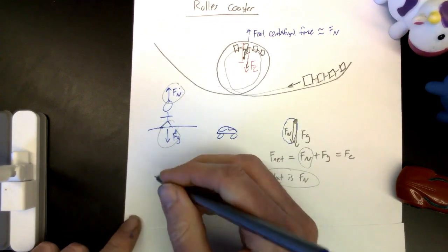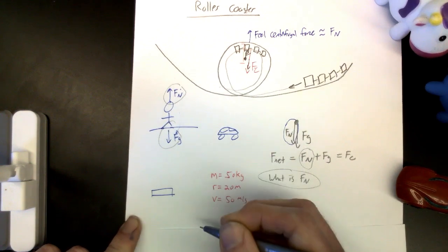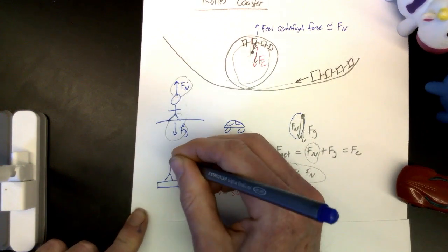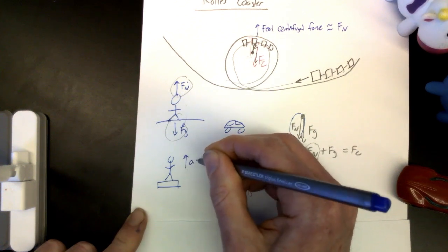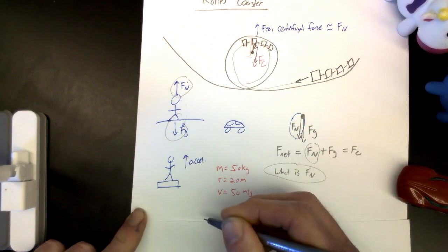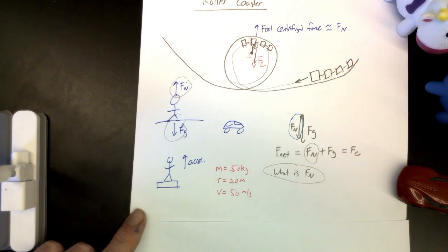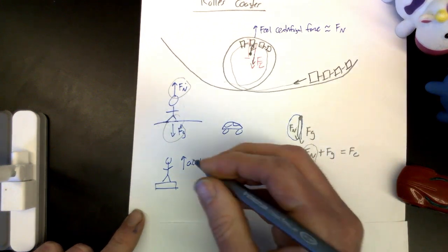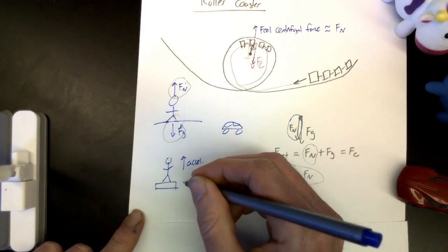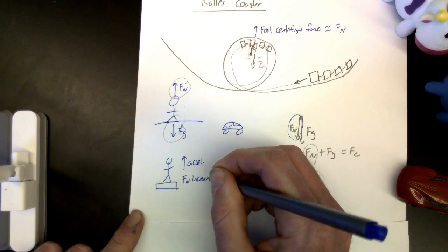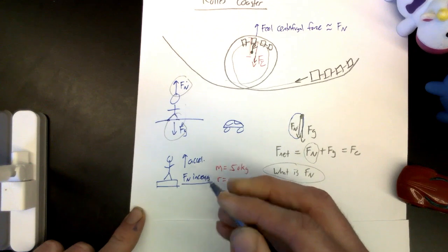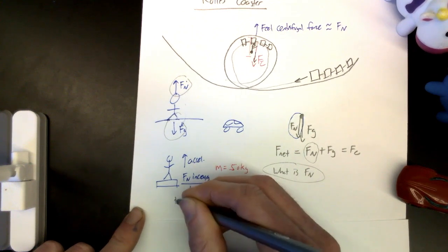When we went into the elevator and we were standing on the scale in the elevator, so there's you on the scale in the elevator. Let's say that we had some acceleration in the upward direction. When you had acceleration in the upward direction, you had to have a bigger normal force. So Fn increases when you're on the scale, and that's going to make you feel heavy.